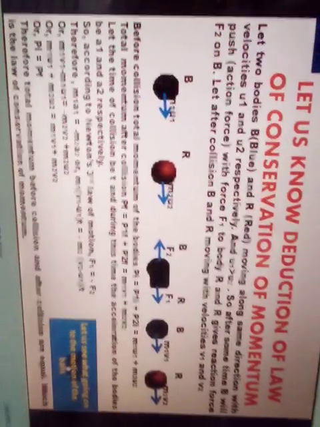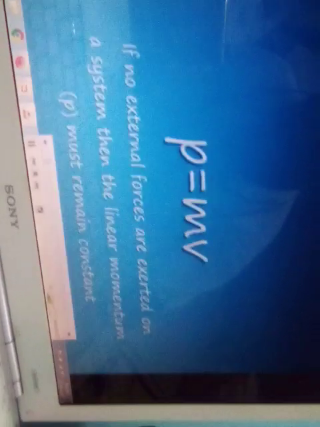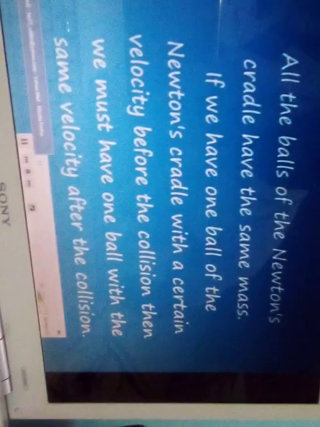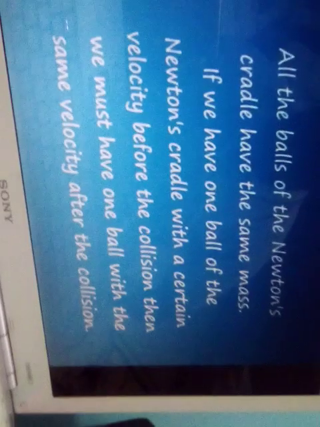Okay, my dear students, I am going to conclude our lesson today. I want to show you the conclusion by an example. I described what momentum is and the law of conservation of momentum. You see there are 5 balls.